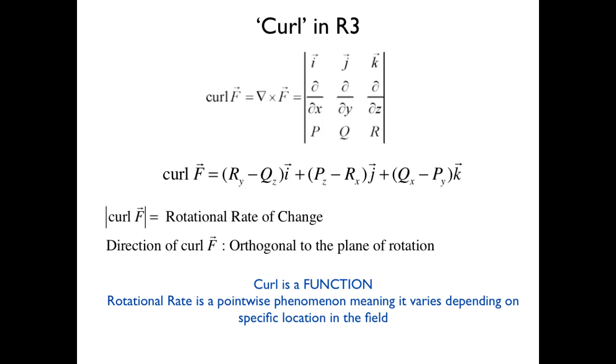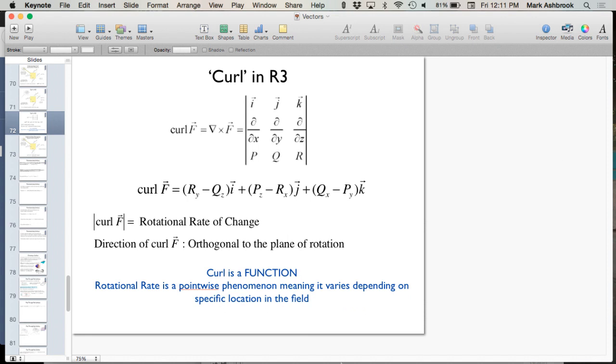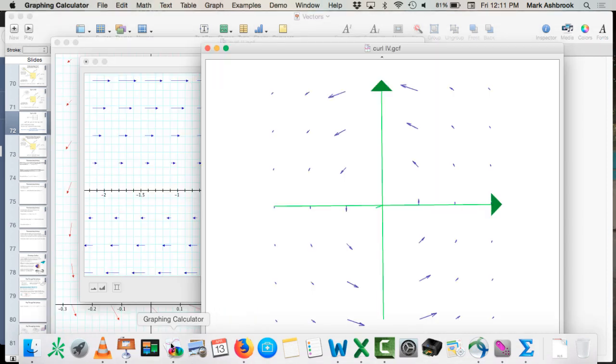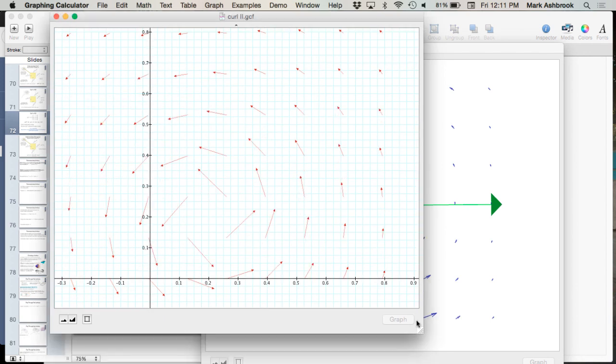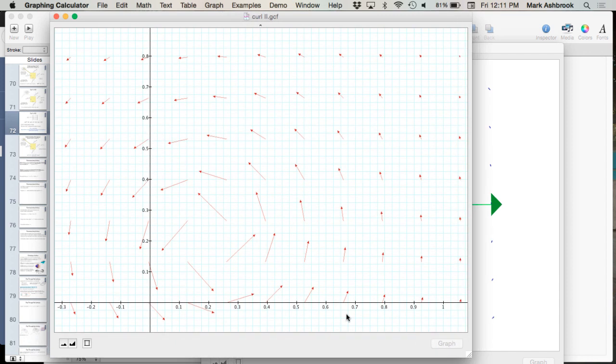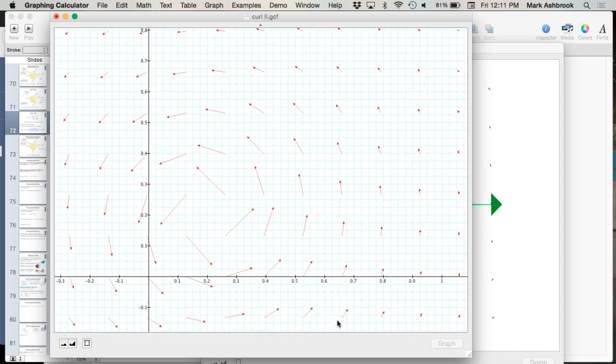Okay, so let's do some examples of curl. Let's do this one first. My favorite. So here, we'll just do examples in the XY plane to make it easier, just conceptually. So here is a vector field. Is the curl positive or negative? Positive. Because? It's going counterclockwise.